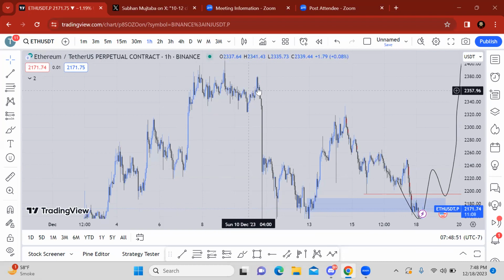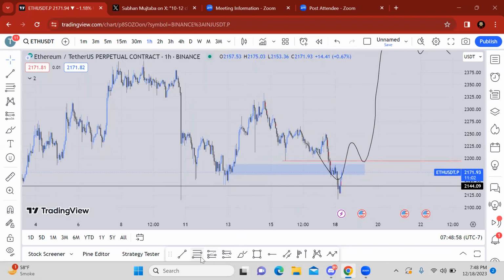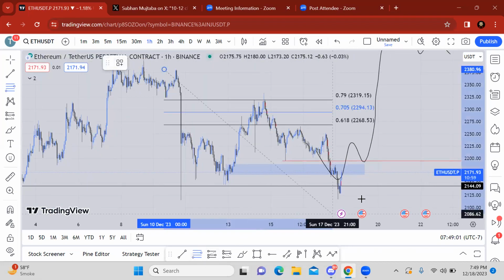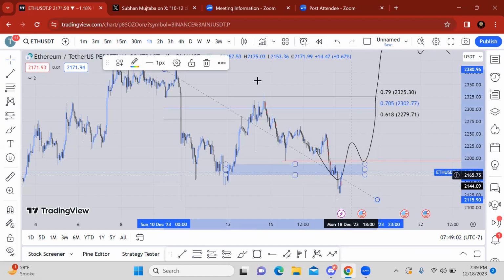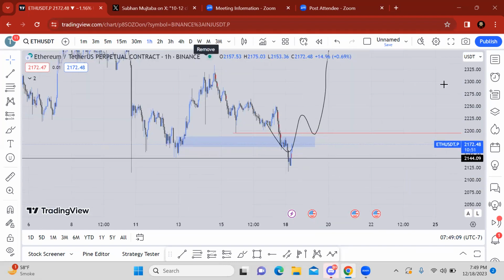So this is higher low zone. Price came down. Structure shifted here. So you have to look for shorts. Same with Bitcoin. Same with Bitcoin. So yes, it is going up nicely.